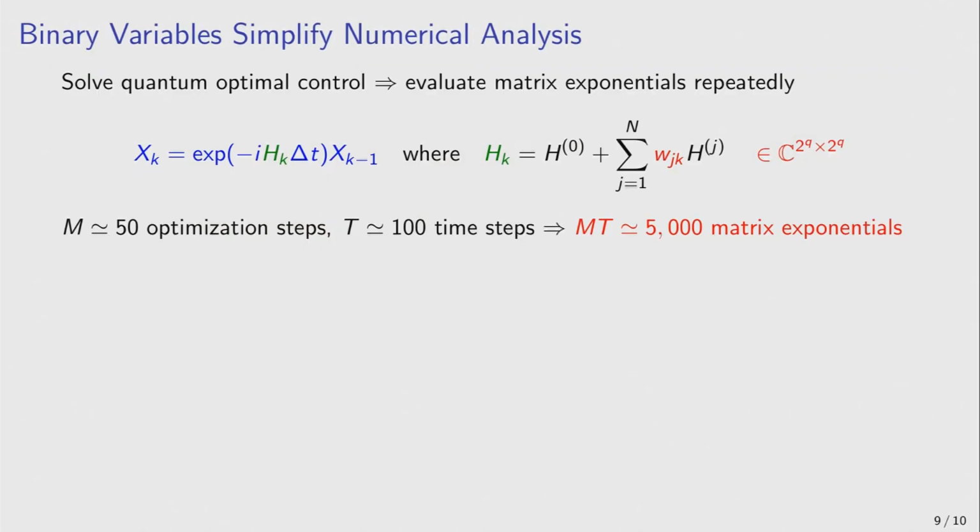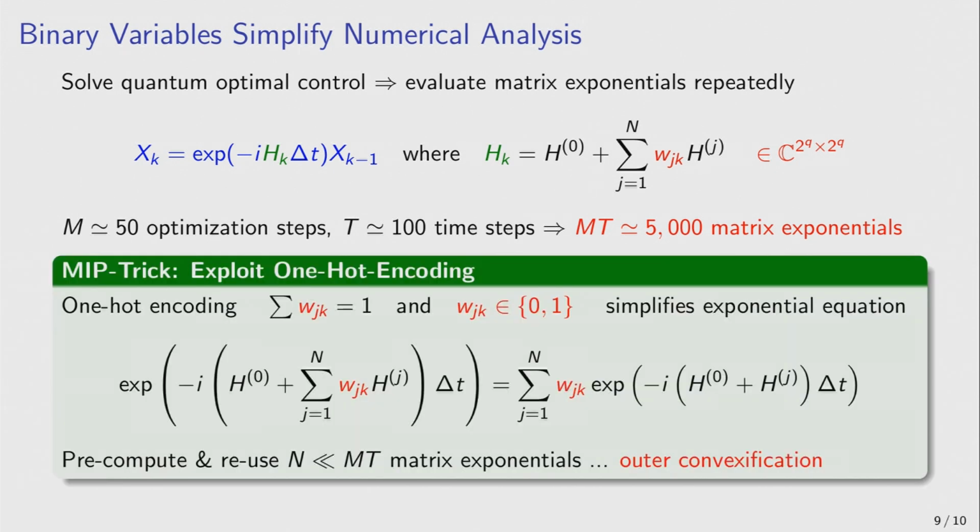So the bottleneck is that if I have something like 50 optimization steps, then I might need to form something like 5,000 matrix exponentials, each matrix of the size 2^q or so. And this is where the punchline is. This is where the one-hot encoding helps us.